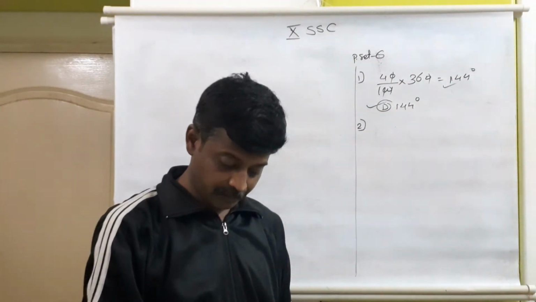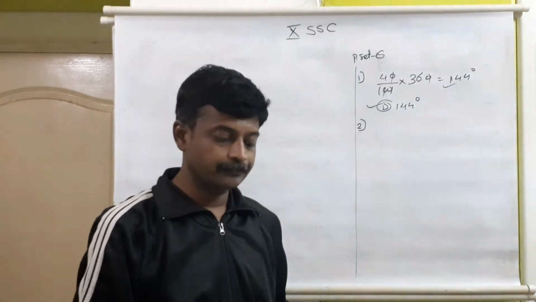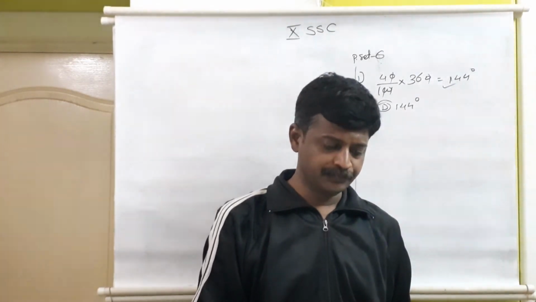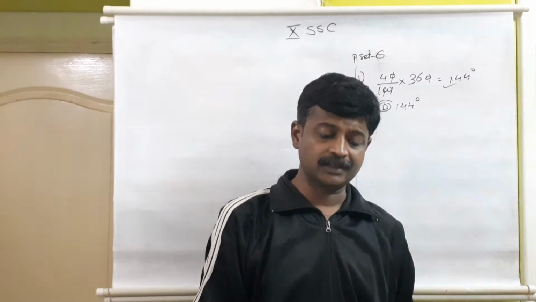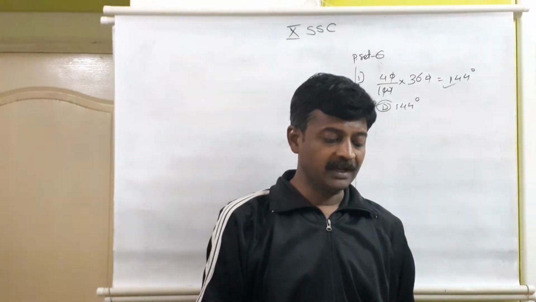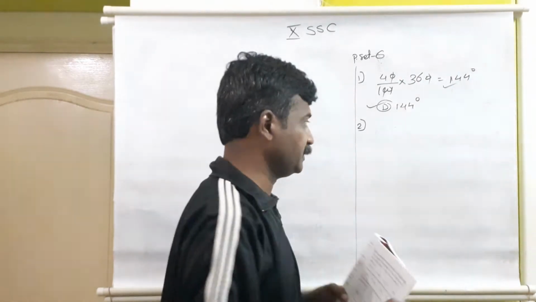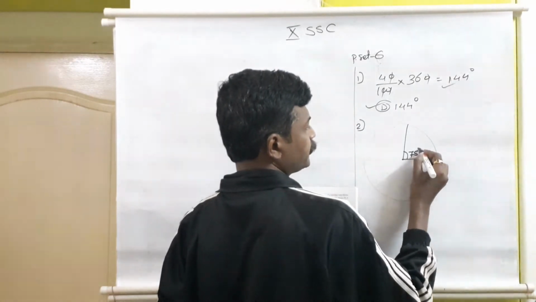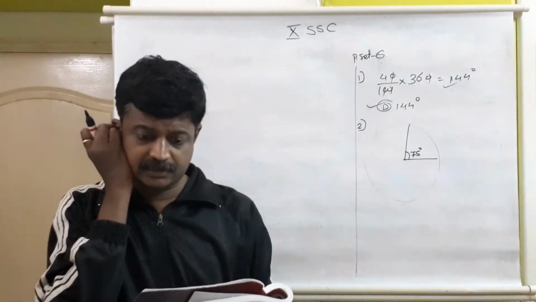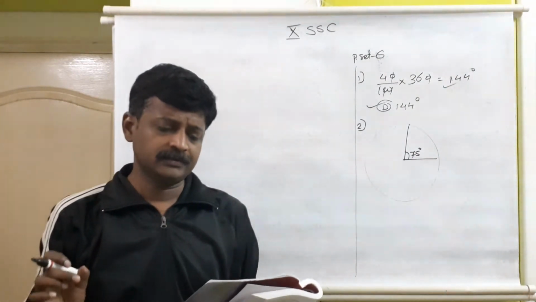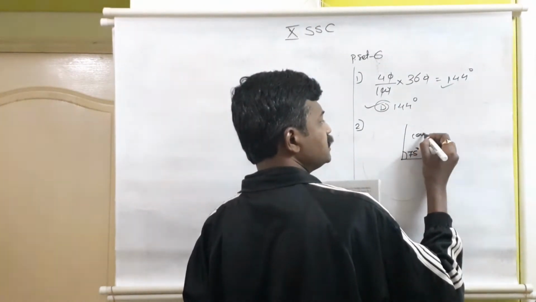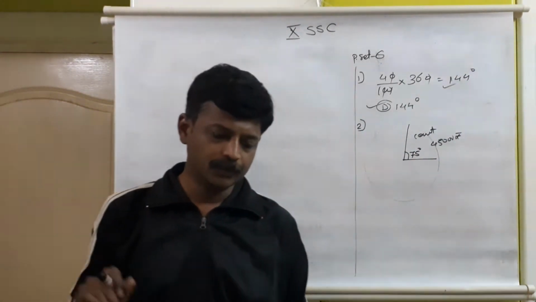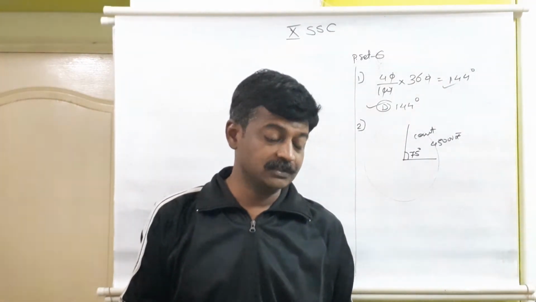Question number 2, page number 165. Different expenditures incurred on the construction of a building were shown by a pie diagram. The expenditure of rupees 45,000 on cement was shown by a sector of central angle 75 degrees. Suppose this is 75 degrees angular measurement and this sector is the expenditure of rupees 45,000 on cement. Actually in rupees it is 45,000. Question is, what was the total expenditure for the construction?